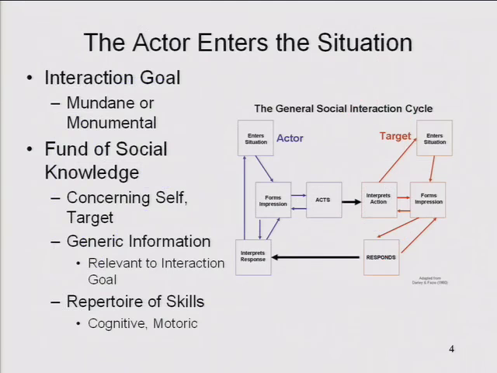So remember, we've assigned the actor role to the individual who initiates the interaction. The first thing we have to look at is what happens as the actor enters the situation with the target. And the first thing that has to be said here is that the actor enters the situation with some kind of goal in mind, something that he or she wants to accomplish. That's probably true even in the most mundane of social interactions, where you pass somebody on campus and you say, "Hi, how are you?" And he says, "Fine, how are you?" And you say, "Fine," and you just keep going, passing like ships in the night.